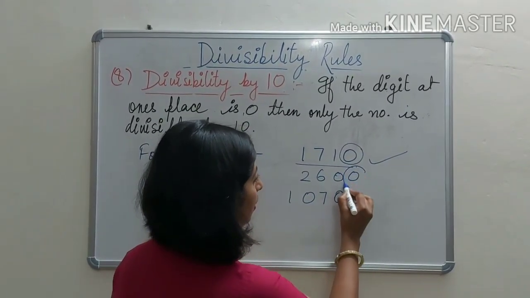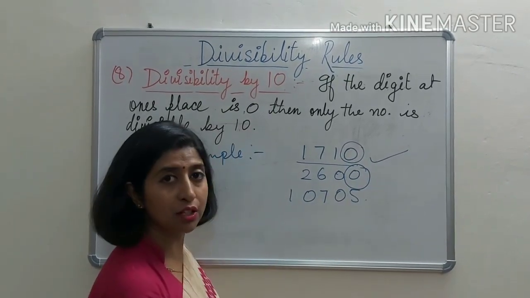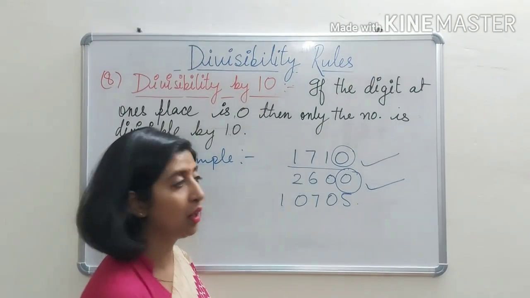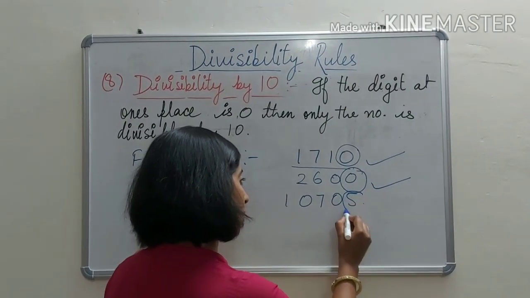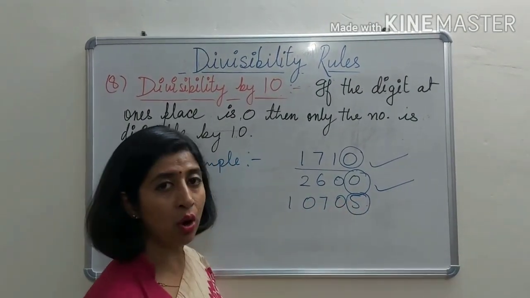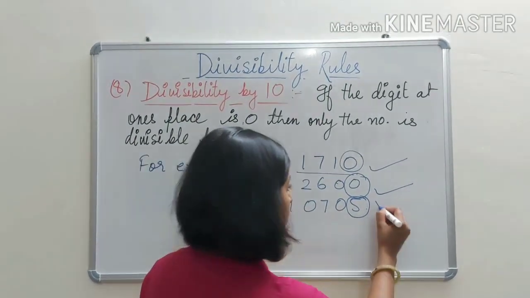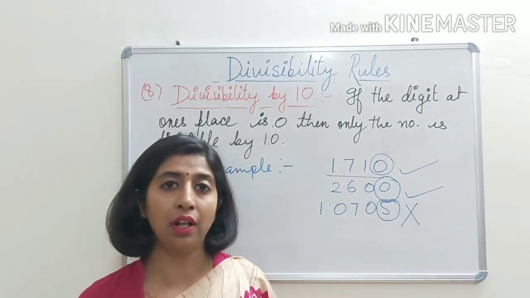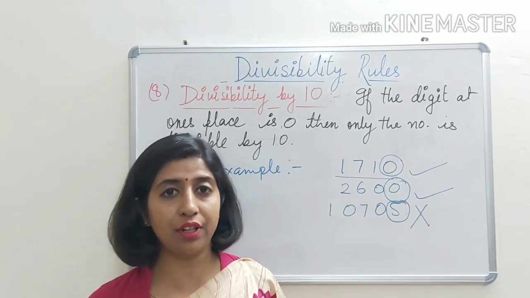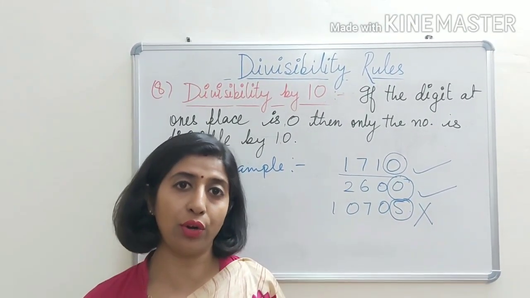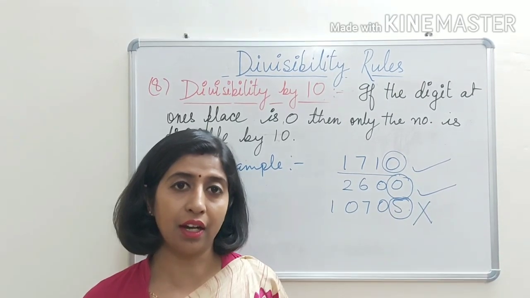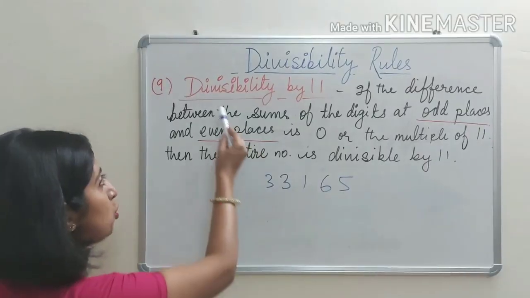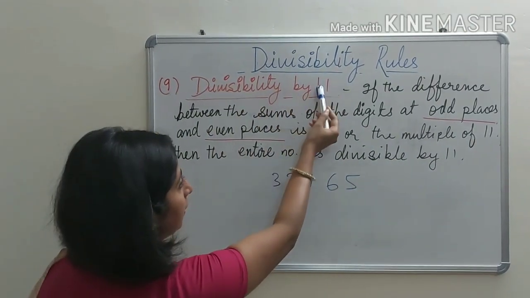In the next number, again the ones place is 0. So this number is also divisible by 10. But in the next number, the ones place is not 0. So this is not divisible by 10. So it's very simple to find out whether the number is divisible by 10 or not by seeing the digit at ones place. The last rule is to check the divisibility by 11.